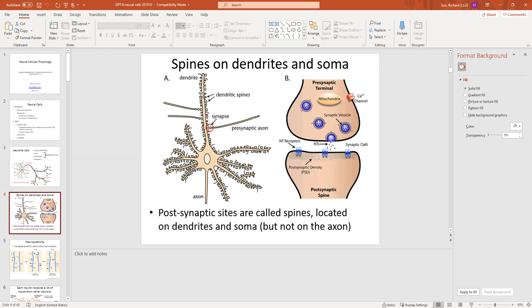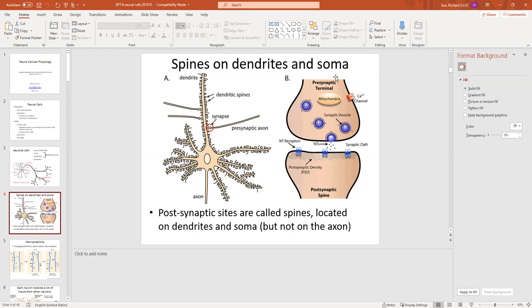These spines are important because they represent the synaptic conduction. There is a spine, there is a synaptic conduction. These spines can become big, representing an enlarged synaptic conduction, or become small, or even disappear.